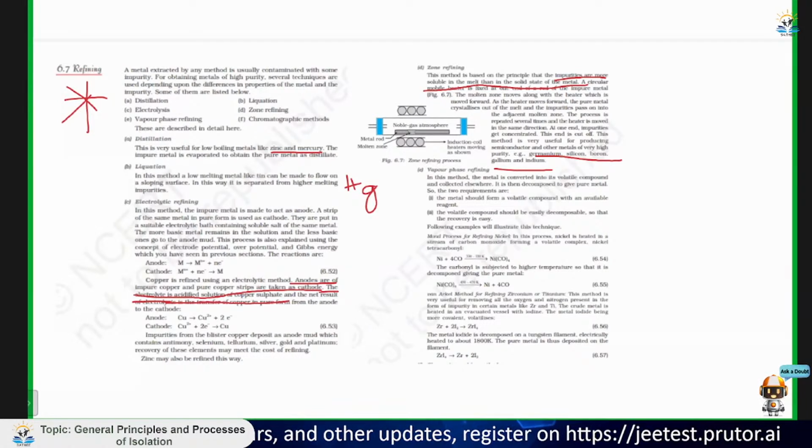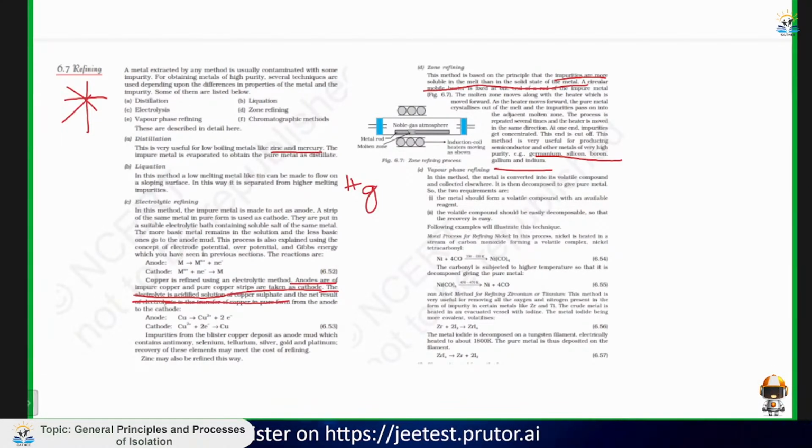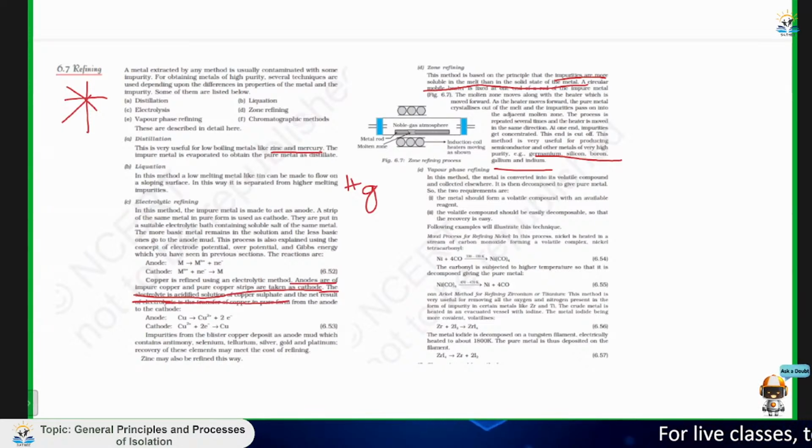Nickel, when you form nickel tetracarbonyl, that is your most volatile thing. When nickel tetracarbonyl is heated, it immediately becomes vapors and that breaks into nickel and CO back. So essentially, we're separating out the impurities. Van Arkel method is the same thing.